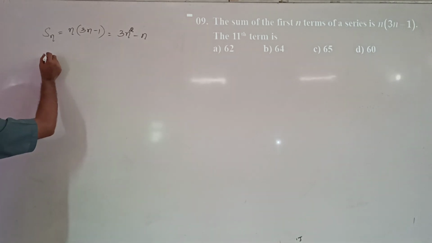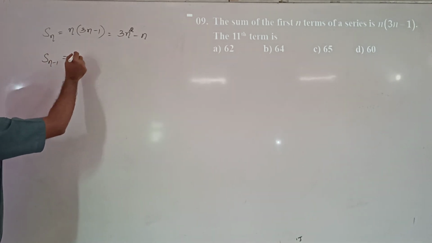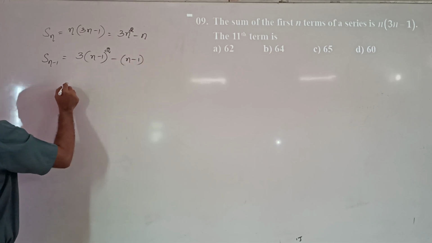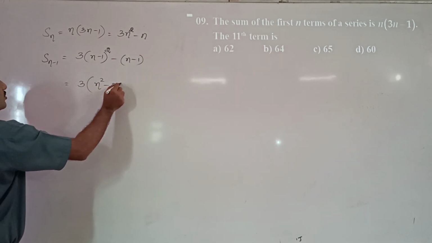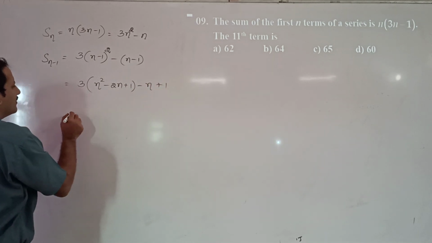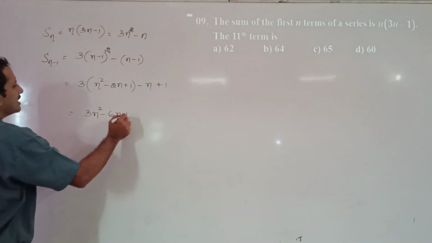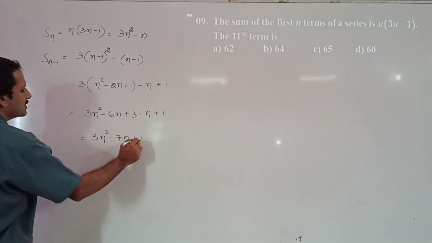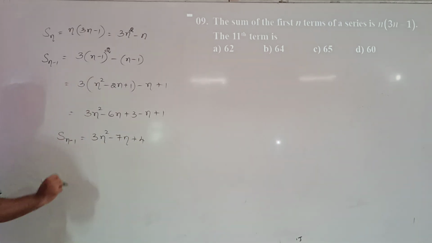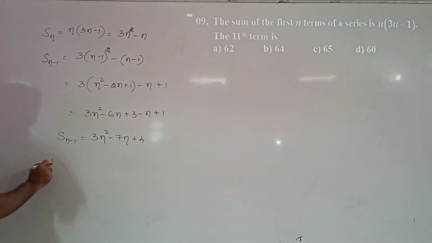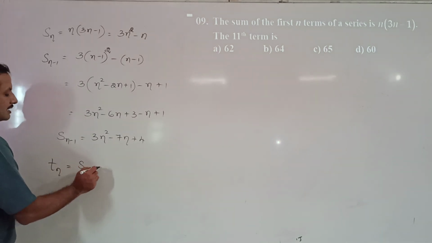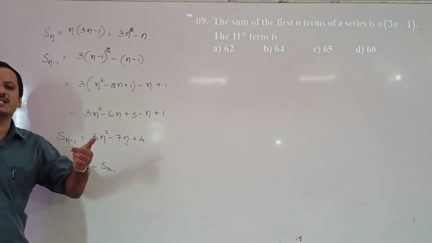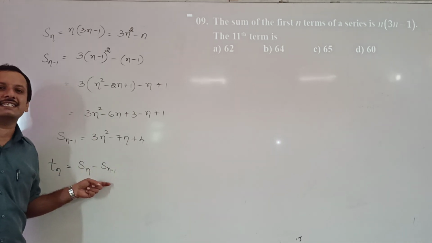From Sn I want Tn, so first I will find S(n minus 1). S(n minus 1) means change n to n minus 1 here: 3 times (n minus 1) whole square minus (n minus 1). That's equal to 3 into (n square minus 2n plus 1) minus n plus 1, which is 3n square minus 6n plus 3 minus n plus 1, that's equal to 3n square minus 7n plus 4. This is S(n minus 1). Now I want Tn. Tn is nothing but Sn minus S(n minus 1). Look here, Sn gives us the sum of the first n terms. Then what does S(n minus 1) give?